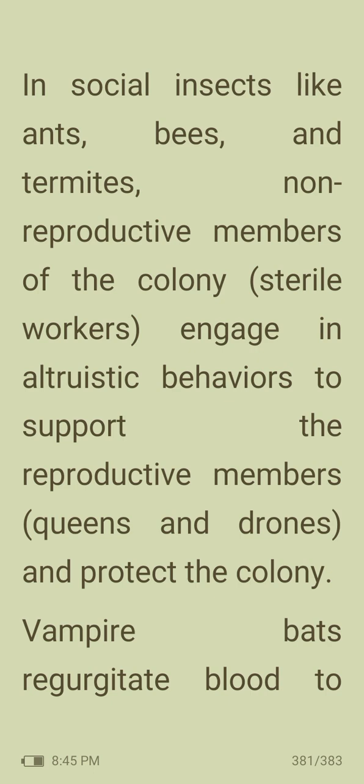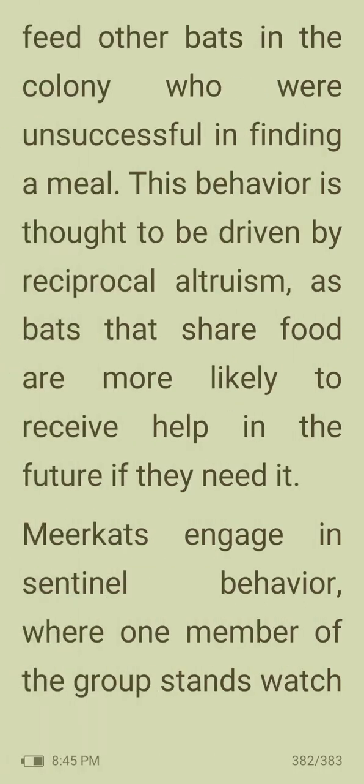For example, in social insects like ants, bees, and termites, non-reproductive members of the colony, like sterile workers, engage in altruistic behavior to support the reproductive members, queens and drones, and to protect the colony. Vampire bats regurgitate blood to feed other bats in the colony who were unsuccessful in finding a meal. This behavior is thought to be driven by reciprocal altruism, as bats that share food are more likely to receive help in the future if they need it.